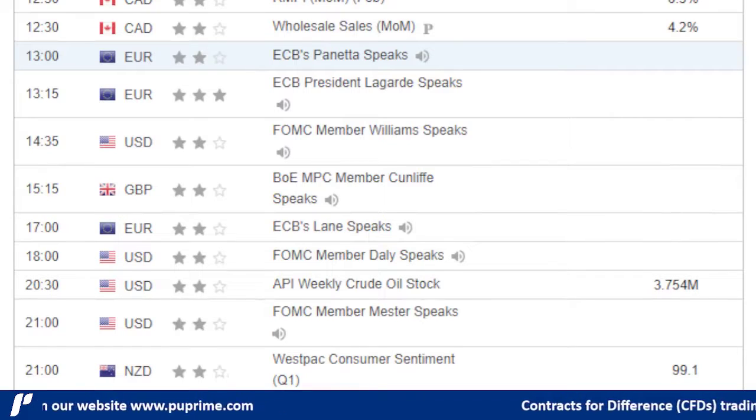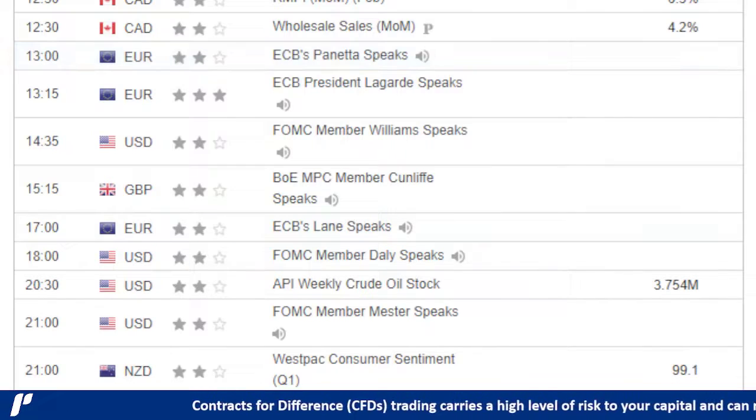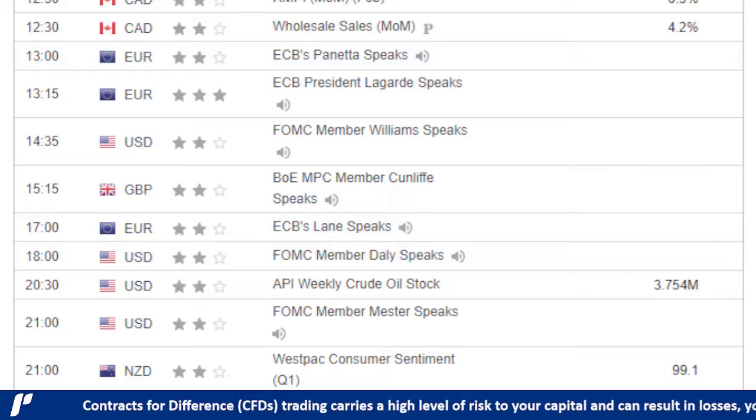However, we don't really expect that this should drive higher volatility than usual, which gives us some very good opportunities as per the technical analysis. Let's have a look at them.